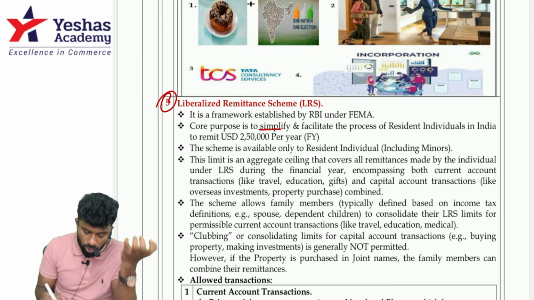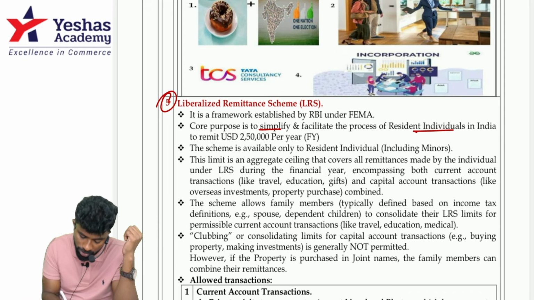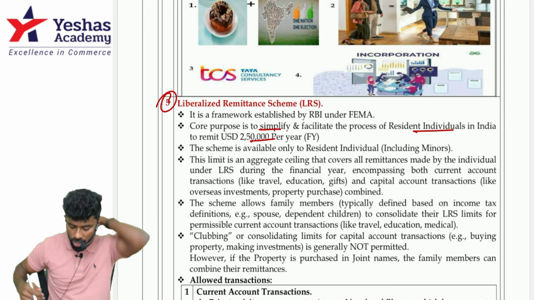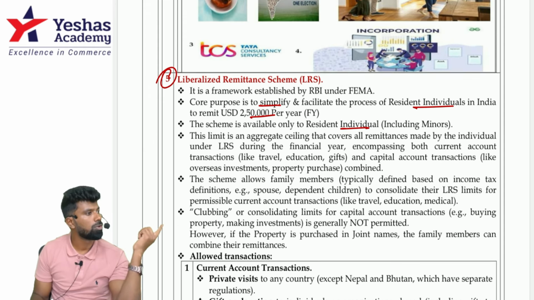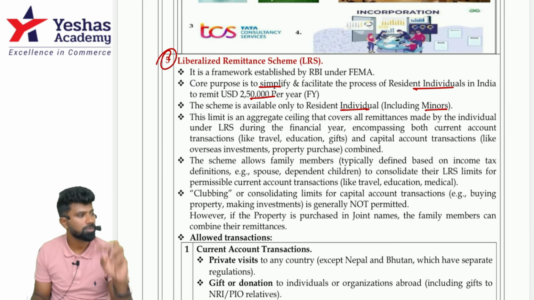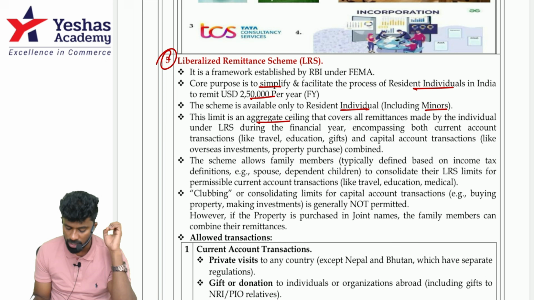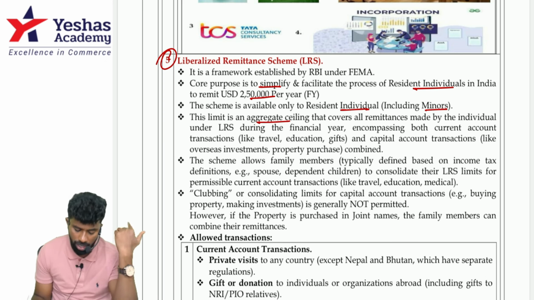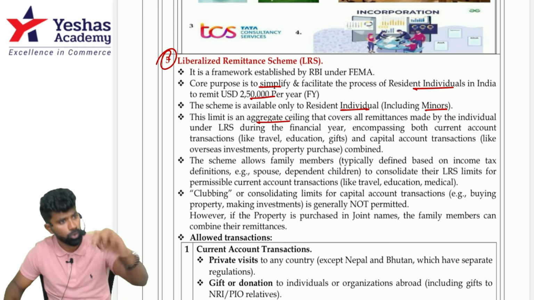So the core purpose is to simplify and facilitate the process of resident individuals in India to remit US dollar how much? 2,50,000 per what? Year. The scheme is available only to whom? Resident individuals, including whom? Minors. Underline this. Minors. This limit is an aggregate ceiling that covers all the remittances made by individuals under LRS during the financial year, encompassing both current account transactions as well as what? Capital account transactions. So you can use this 2,50,000 US dollar for both what transactions?